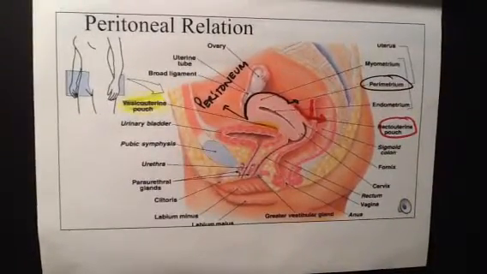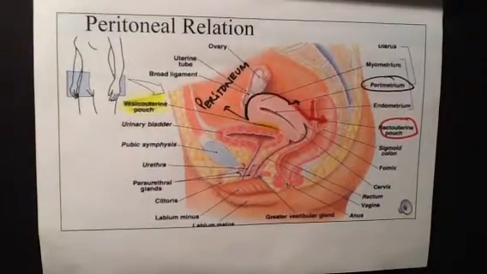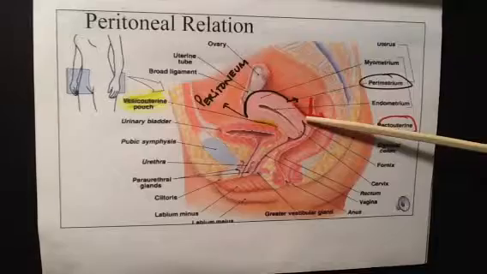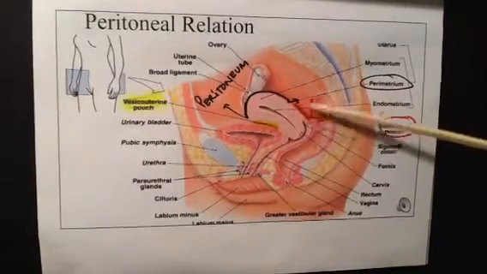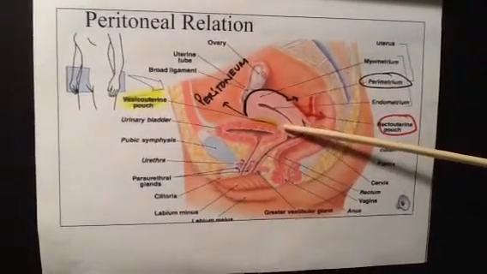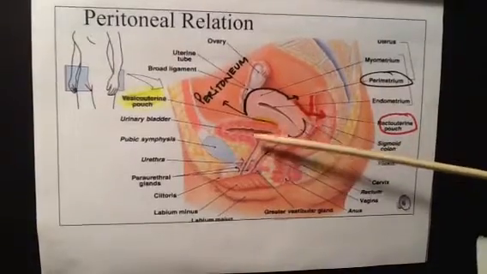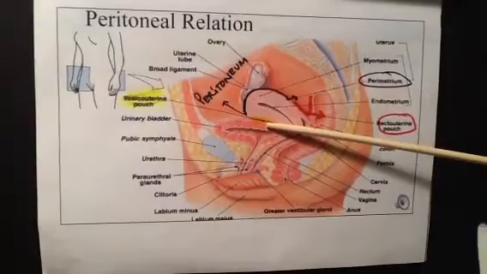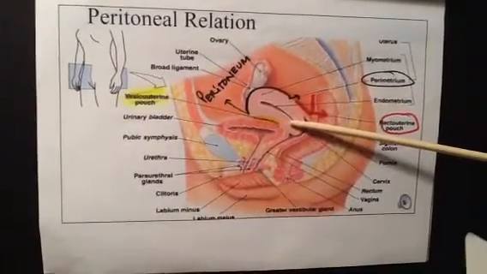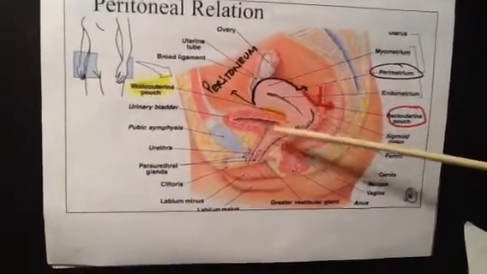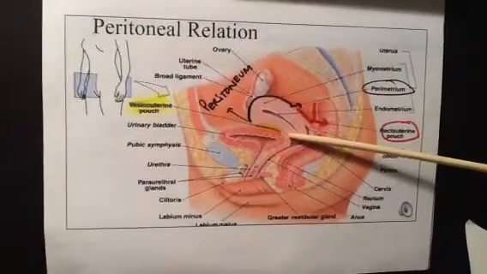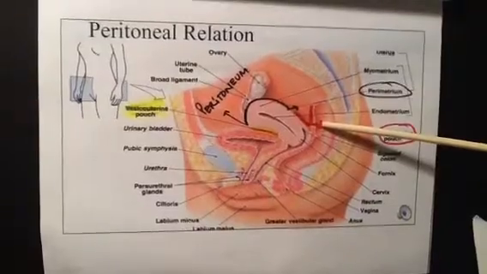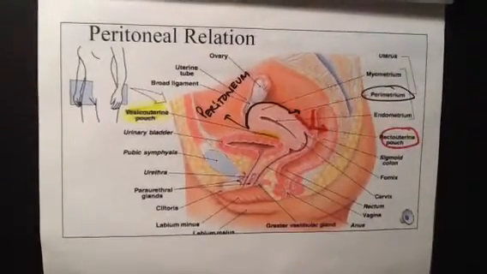The rectouterine or Douglas pouch lies between the rectum and the uterus. The shallow uterovesical pouch is formed between the uterus and the bladder. The uterus directly overlies the bladder and the rectum is posterior to the uterus.